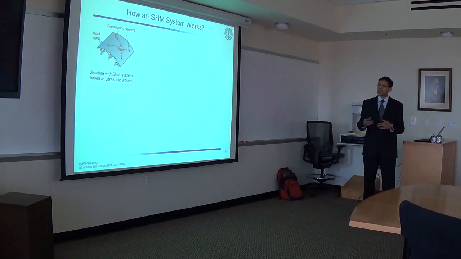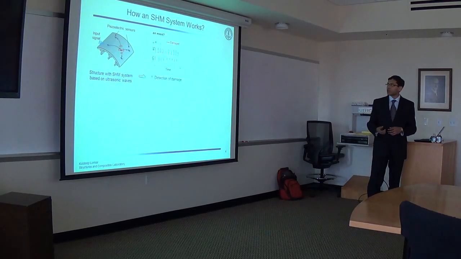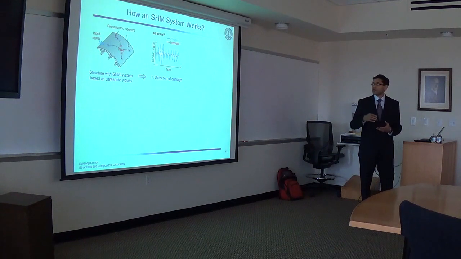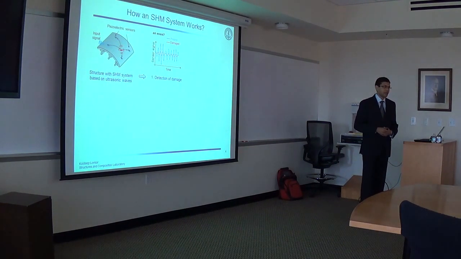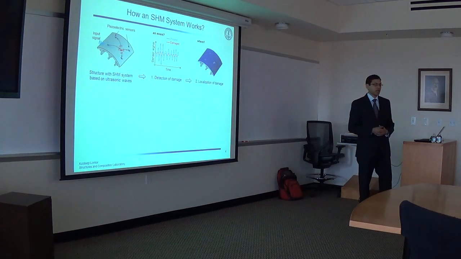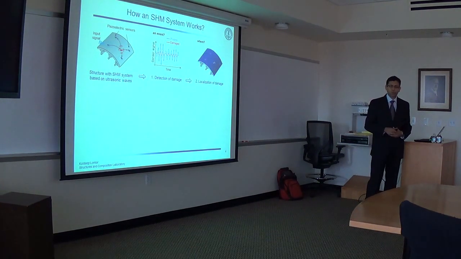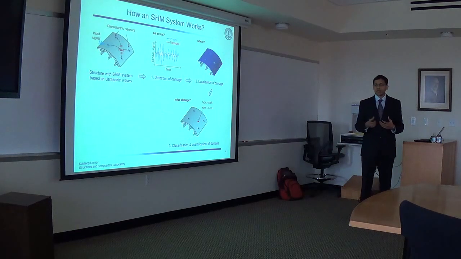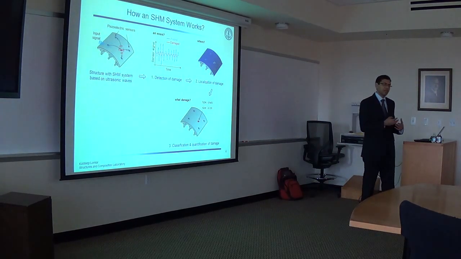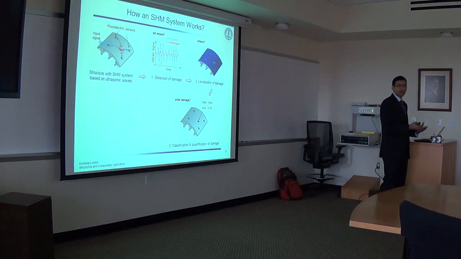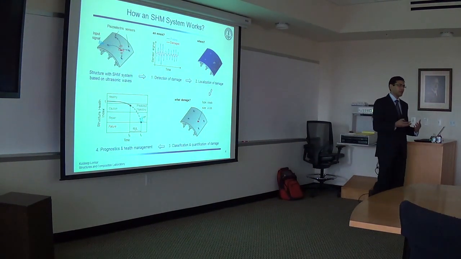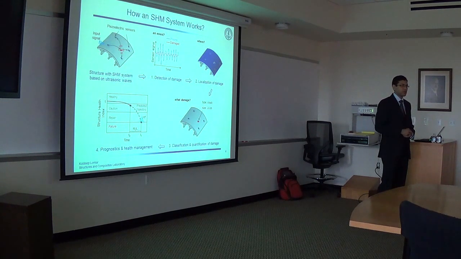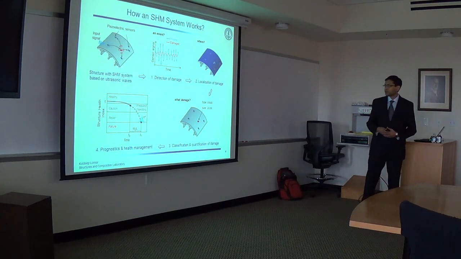Now there are 4 steps in an SHM system. The first one is detection of damage. So we compare the current signal with the baseline signal and based on the change, detect damage. Then we use localization algorithms to tell where the damage is. Using classification and quantification algorithms, we determine the type of the damage and its extent. And based on that information, we determine or predict the remaining useful life of the structure and also determine when the next maintenance would be required.